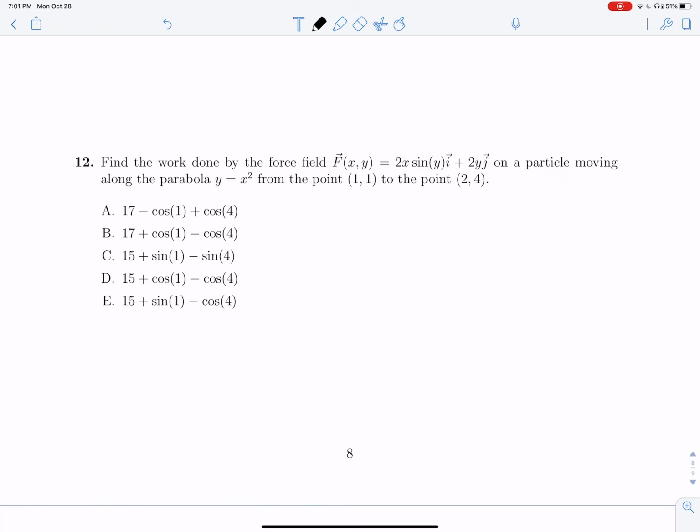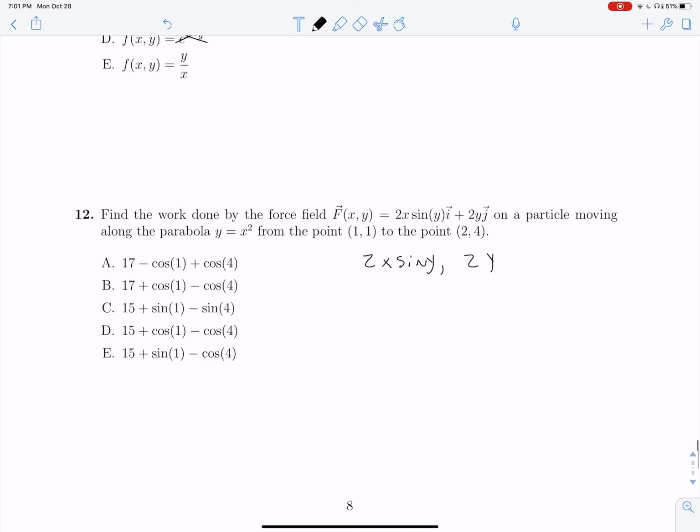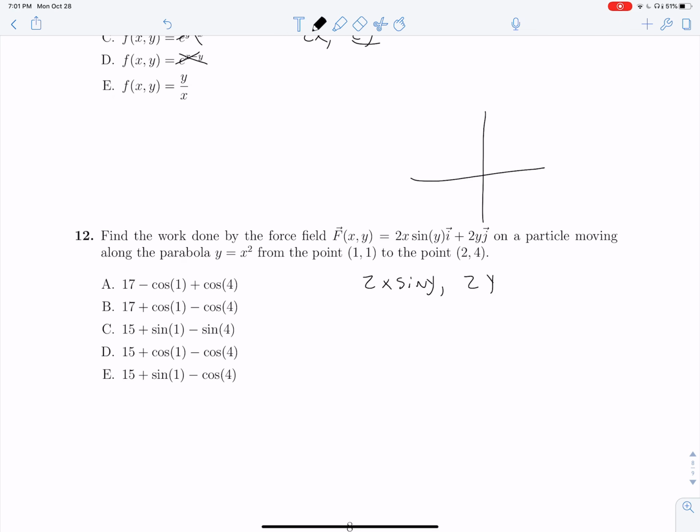Okay, integrating for work. Again, this is apparently a question type that will not be on our exam, but it's still a good one to take a look at because it's covered in literally the next lesson and will be on the final. Because we've kind of already done it. We've got some kind of big functions. We've got 2x sine y and then 2y, and we're on a parabola. Okay, so we can graph this thing. This is going to be going from the point 1, 1 to the point 2, 4.